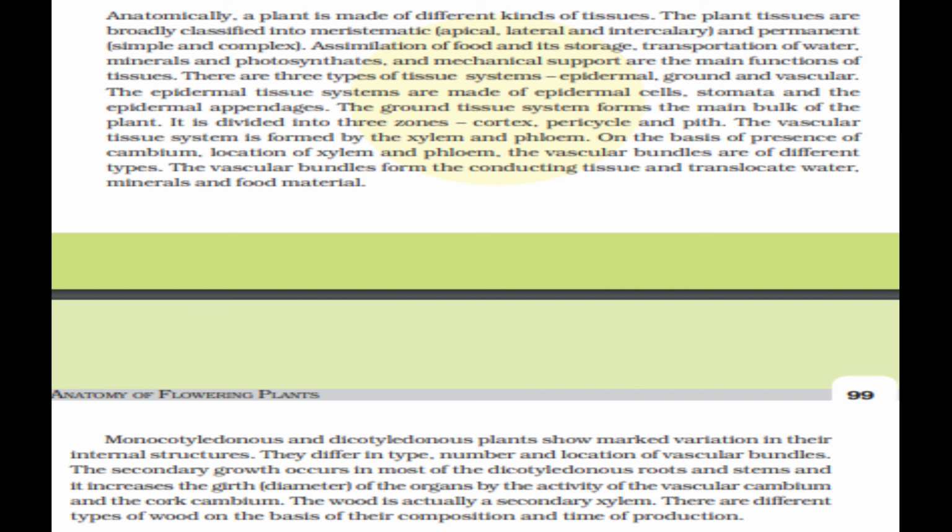On the basis of presence of cambium, location of xylem and phloem, the vascular bundles are of different types. The vascular bundles form the conducting tissue and translocate water, minerals and food material. Monocotyledonous and dicotyledonous plants show marked variation in their internal structures. They differ in type, number and location of vascular bundles. The secondary growth occurs in most of the dicotyledonous roots and stems, and it increases the girth, diameter, of the organs by the activity of the vascular cambium and the cork cambium. The wood is actually a secondary xylem. There are different types of wood on the basis of their composition and time of production.